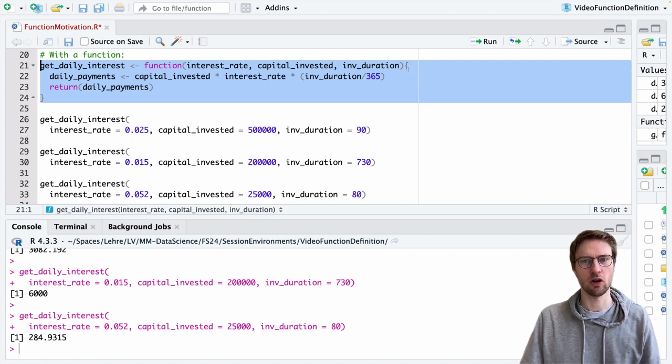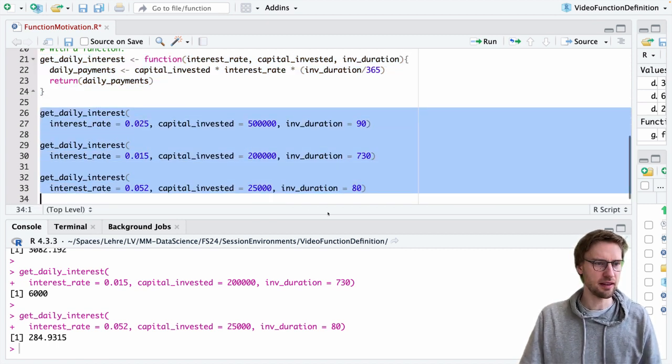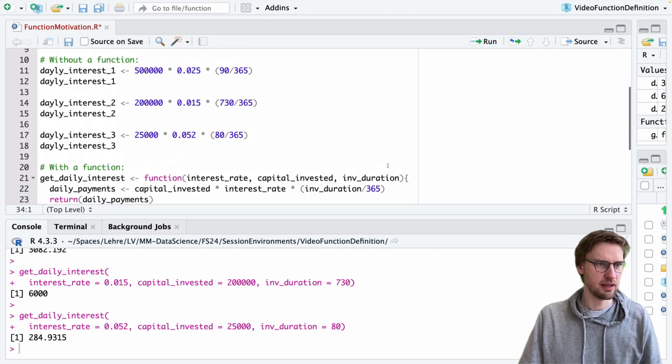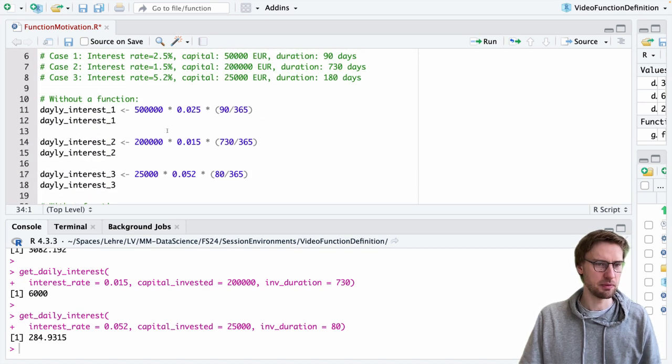This is how we solve the problem of computing daily interests. And here in the second part of the script, we have the applications of the function. Here in the case where we don't have a function, basically the idea of how to solve the problem and the application of this is combined, muddled.